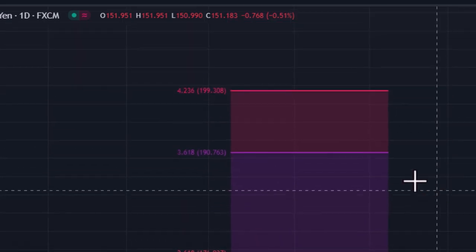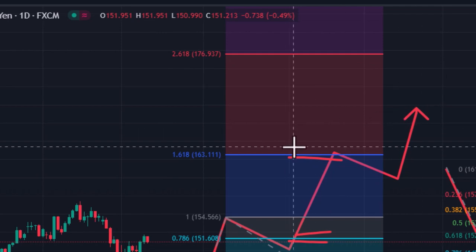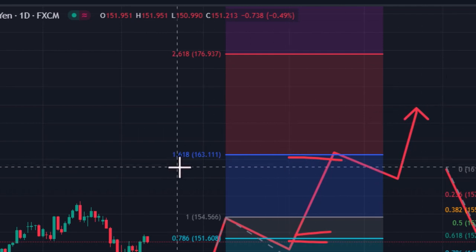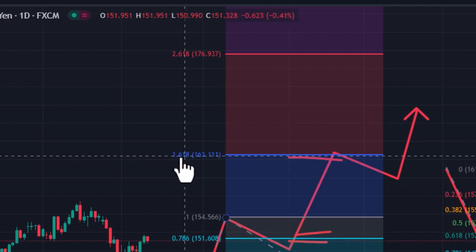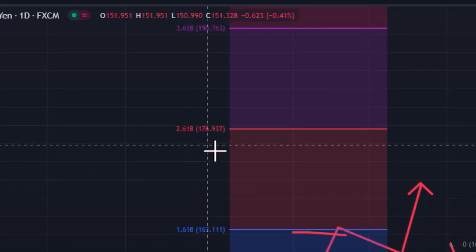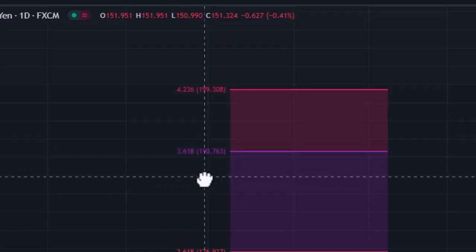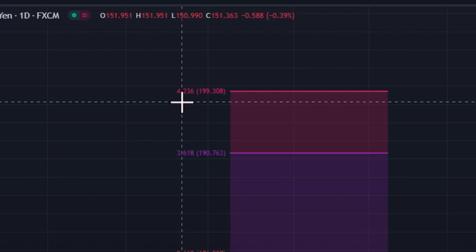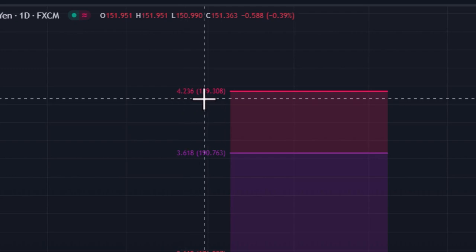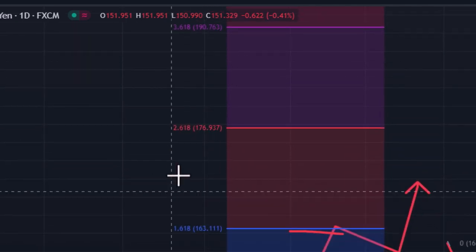And the fourth profit target is this very area. Now, if you look at it, they all have numbers. So the first profit target is the 1.618 level at this very point. The second profit target is the 2.618. The third profit target is the 3.618, and the fourth profit target is the 4.236. Okay, these are the different targets of the Fib extension tool, and this is very important.